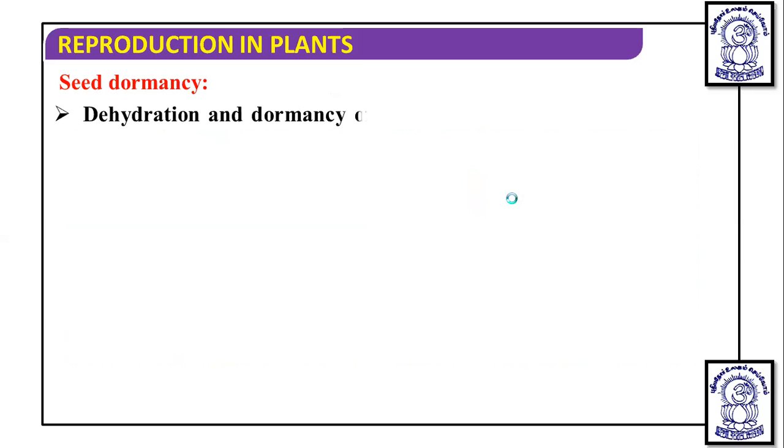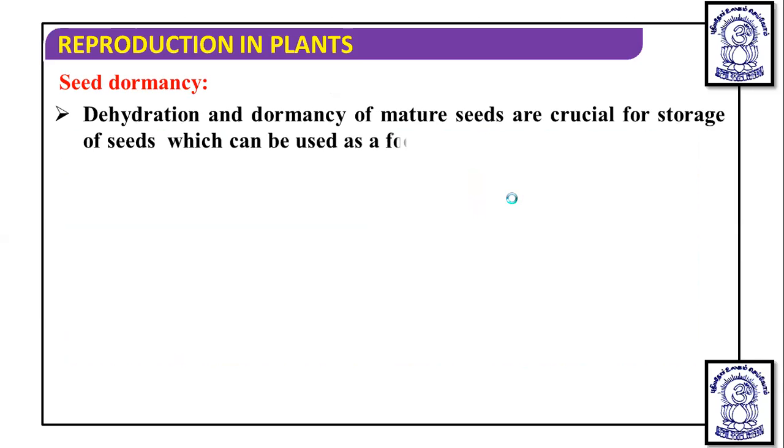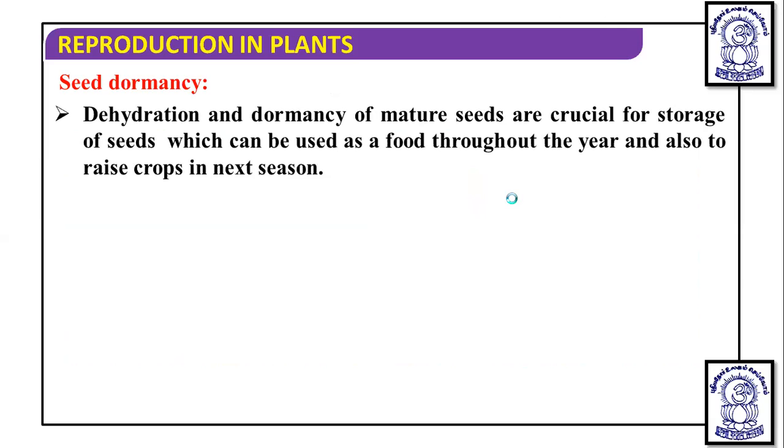So dear students, we have just seen the term dormancy as well. Now seed dormancy: dehydration, that is a loss of water, and dormancy of mature seed, that is a suspended growth, these two things are crucial for the storage of seeds. Because if we need to store a seed, then we have to stop them from germinating, and they can be stopped only when they particularly have dehydration. And these two characteristics help them to store, so they can be used as food throughout the year.